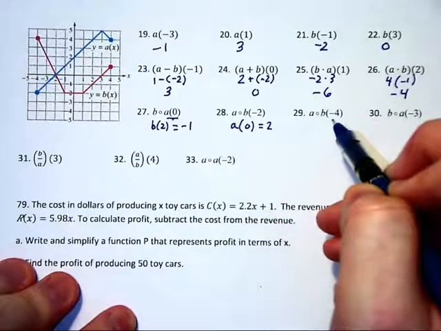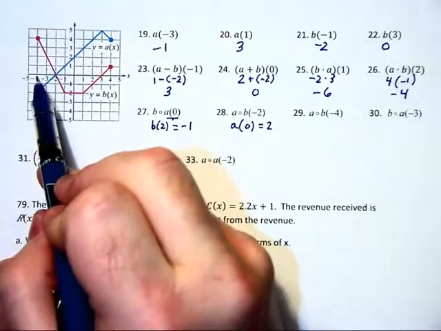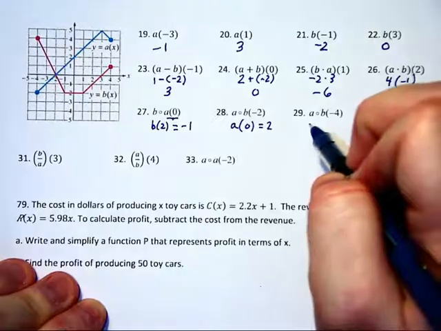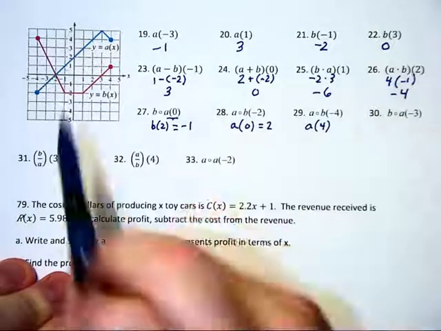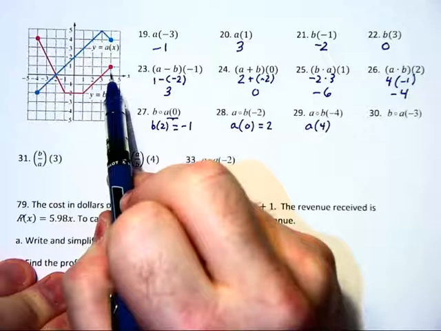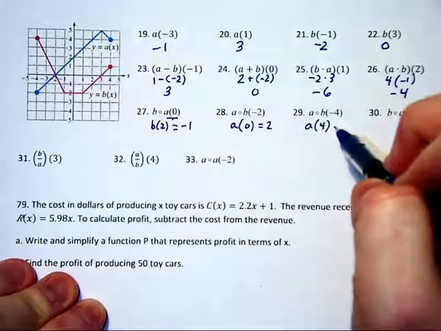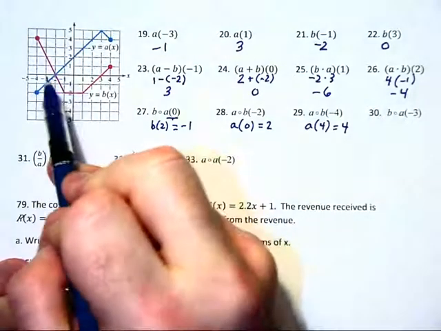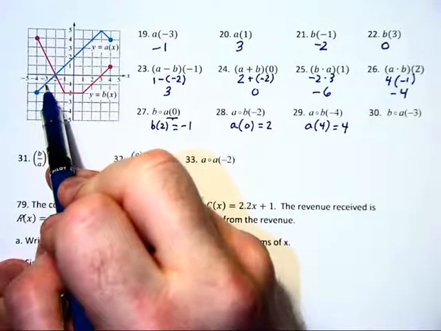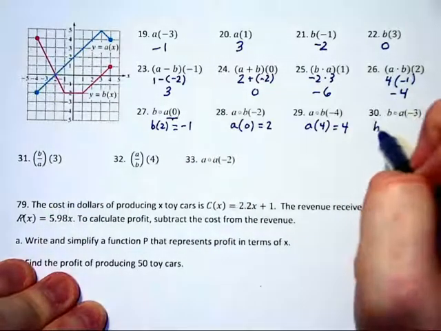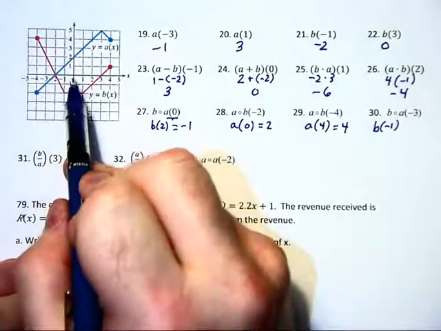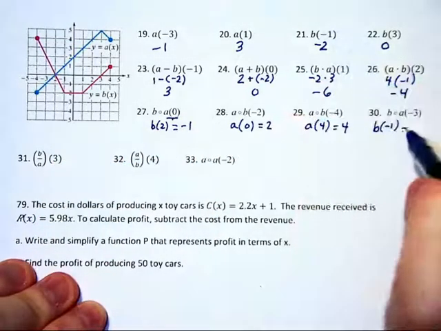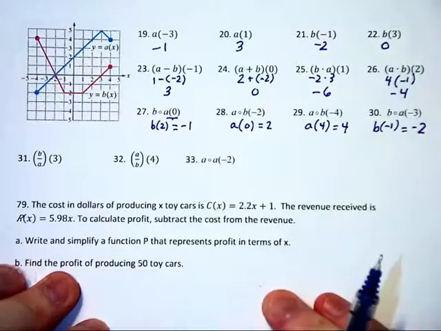A composite B of negative 4. Let's find that B of negative 4 first. Here's our negative 4. Graph B is up here at a height of 4, which then gets substituted into A. A of 4, here's my 4 up to graph A, final output, height of 4. A of negative 3, let's go to negative 3, graph A is down here at negative 1, so B of negative 1, go to negative 1 as the input, down to graph B, which is at a height of negative 2, and that will be the answer to that composite function.